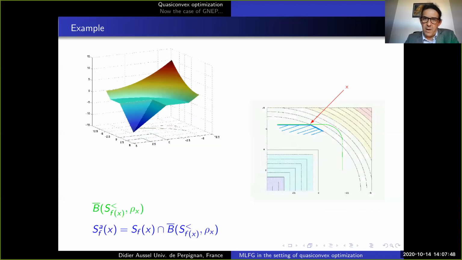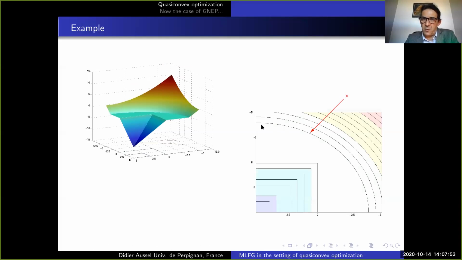Okay, so let me go back. What is the strict sublevel set? The sublevel set for this point X here, the large sublevel set, is this: everything here in this kind of part of a disk. Everything here is the large sublevel set. What is the strict one? The strict one is this, because you can see if you are here on the map, then the strict one will be the set of points which correspond to this part of the graph. Okay, so the strict one is here.